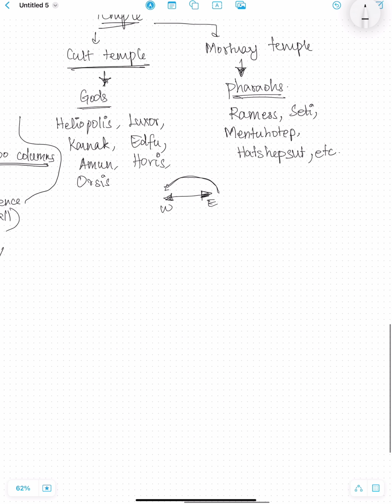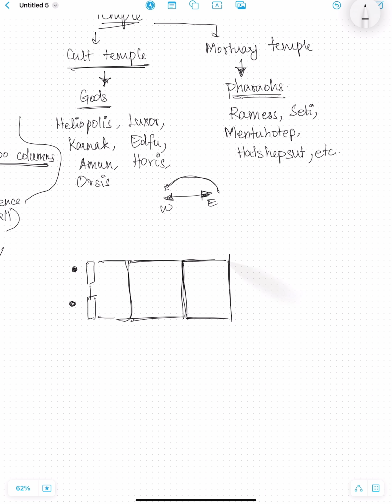And a typical temple plan would be, they had two obelisks, pylon gateways, avenue of sphinx here, and then a courtyard or a hypaethral hall, and then a hypostyle hall, and then your sanctuary.